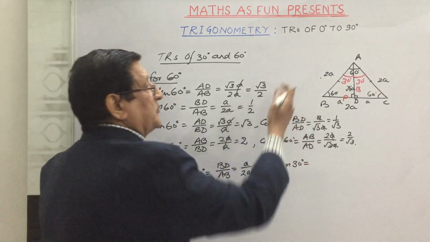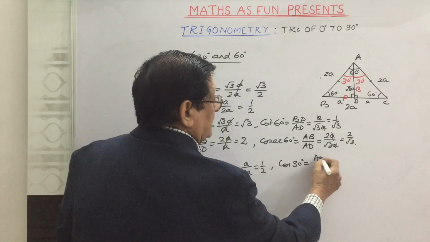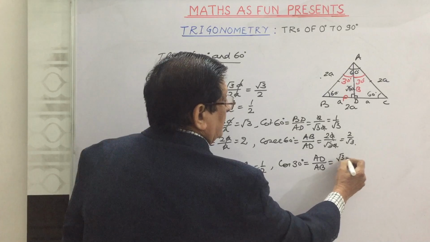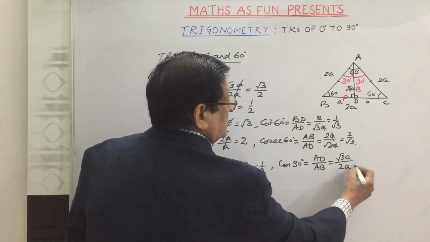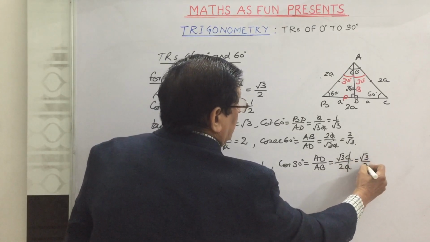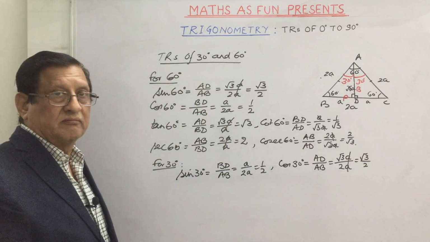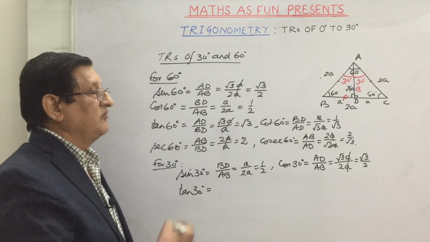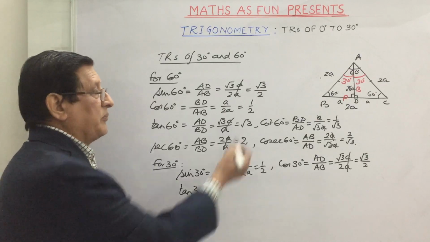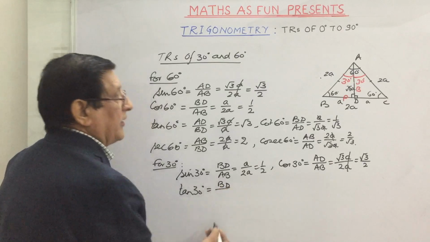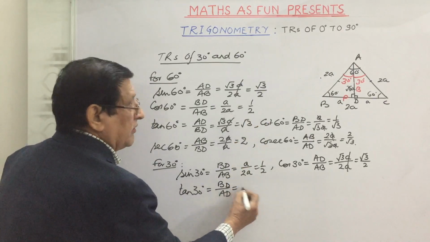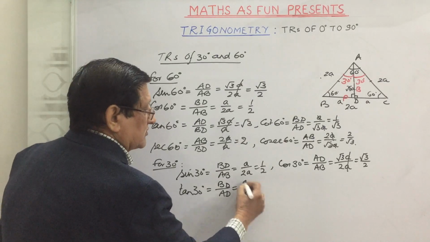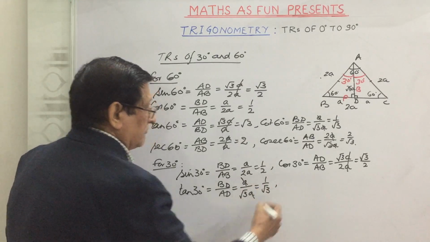Cos 30 is base upon hypotenuse. Base here is AD, hypotenuse is AB, AD is root 3a, AB is 2a, this gives you root 3 by 2 is the value of cos 30. To find the value of tan 30, tan 30 we know is perpendicular upon base. Perpendicular here is BD and base is AD. BD is a, AD is root 3a. This gives you 1 upon root 3.